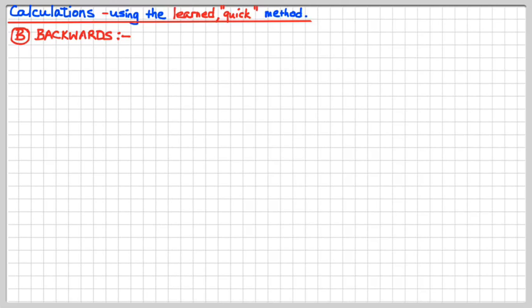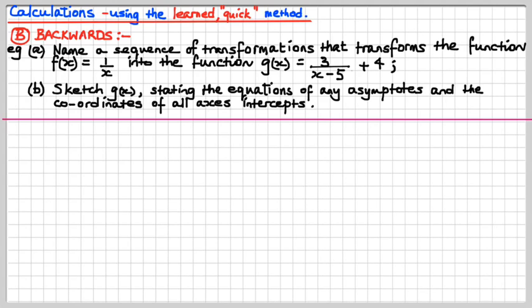Now, we're doing backwards in this video. Name a sequence of transformations that transforms the function f of x equals 1 over x into g of x equals 3 over x minus 5 plus 4, and then sketch the graph. Well, if you don't mind, I won't sketch the graph again because I've already sketched it, but I'll do the first bit for you using the quick cookbook technique.